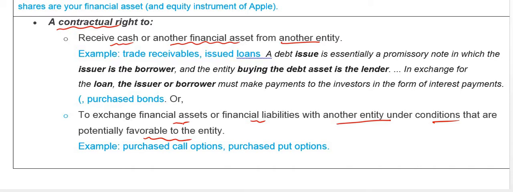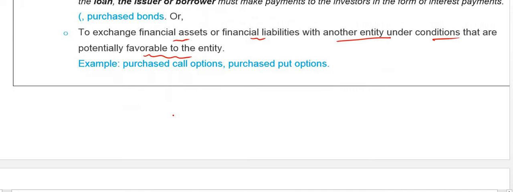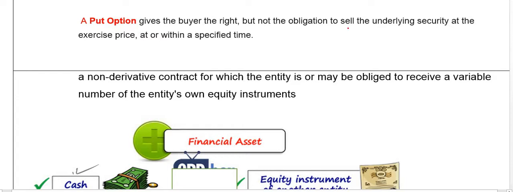And such a condition is one which is financially favorable to the entity, meaning that if they have a contractual right to exchange the financial asset, they exchange financial assets and financial liabilities with another entity while the exchange is under a condition which is potentially favorable to the entity. Okay, and the last thing is a non-derivative contract for which the entity is or may be obliged to receive a variable number of the entity's own equity instruments, not a fixed number.